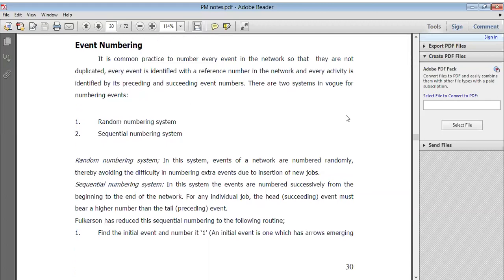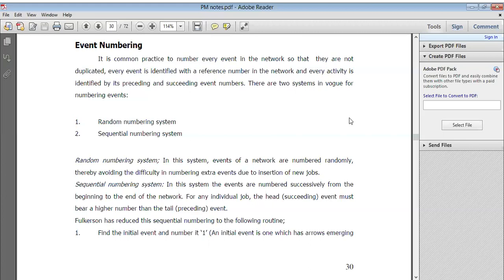So event numbering, yes, coding or numbering is important. It is common practice to number every event in the network, right? So they are not duplicated, every event is identified with a reference number in the network, and every activity is identified by its preceding and succeeding event number. So there are two systems in use for numbering events: the random numbering system and the sequential numbering system.